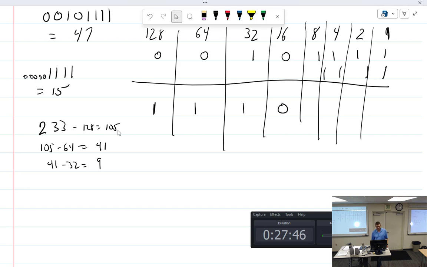No. Nope. Can I have an 8? Yep, so 8 gets a 1. So I have 9 minus 8 equals 1. So can I have a 4? No. Have a 2? No. Can I have a 1? Yes, so 233 equals 11101001.